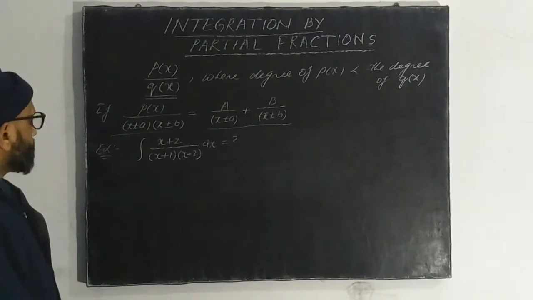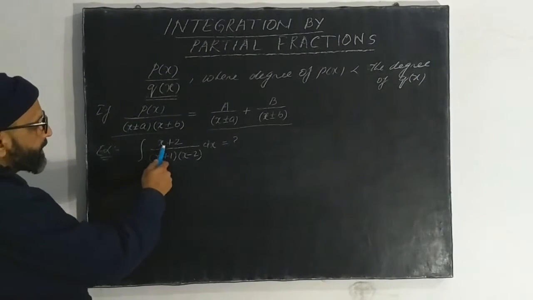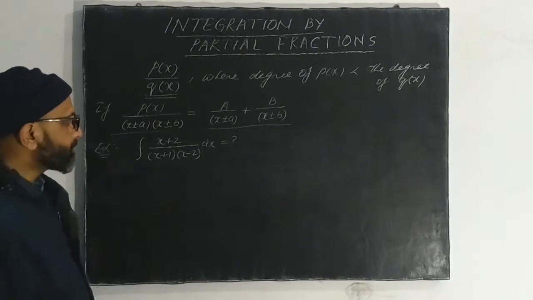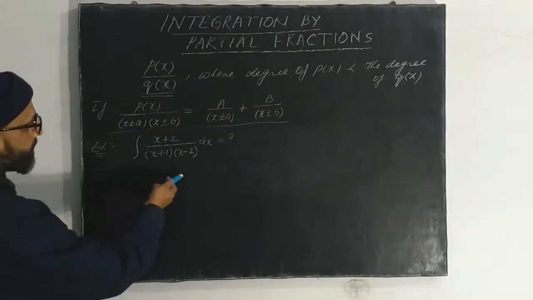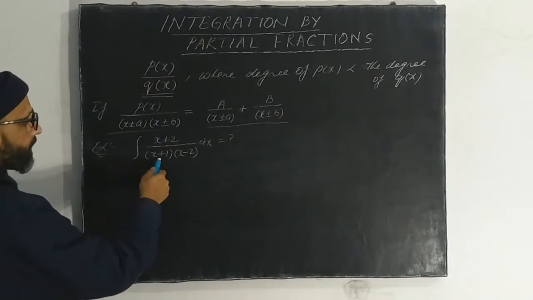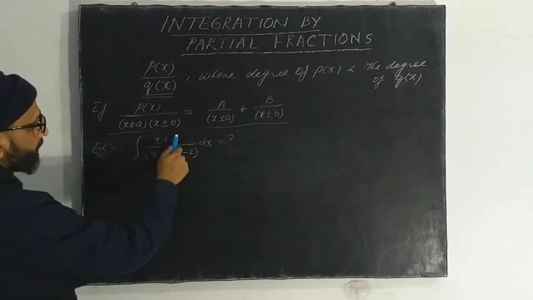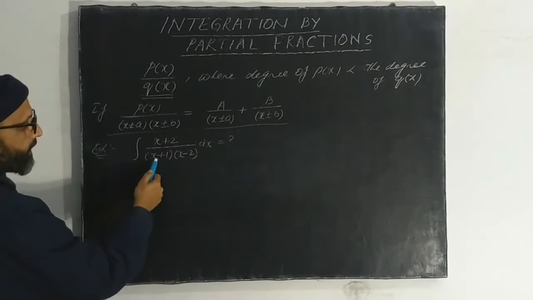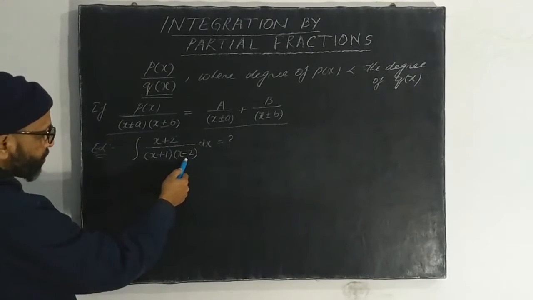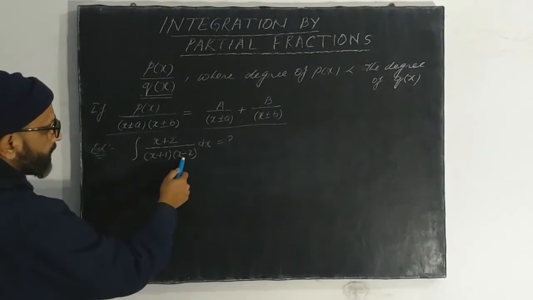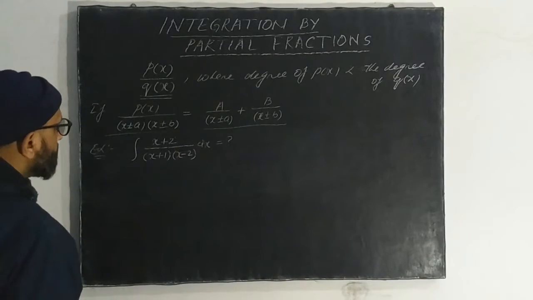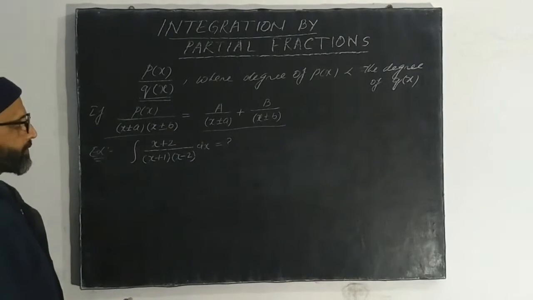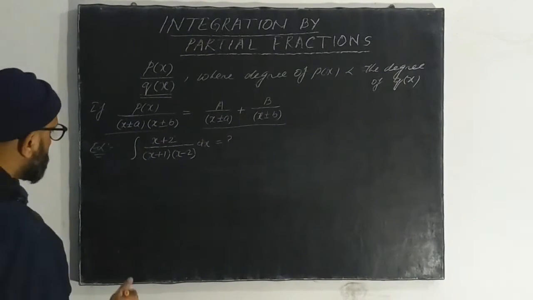Now let us take an example. Integral of (x plus 2) upon (x plus 1) into (x minus 2) dx. Clearly this is an algebraic expression, and the degree of the numerator is 1 and the degree of the denominator is 2, because if we multiply both these binomials, the highest power of x will be 2. So the method of partial fractions may be applied.